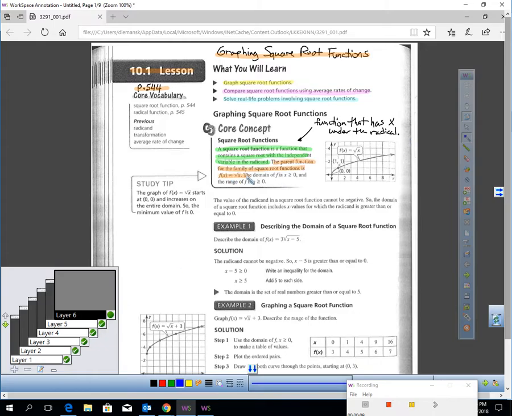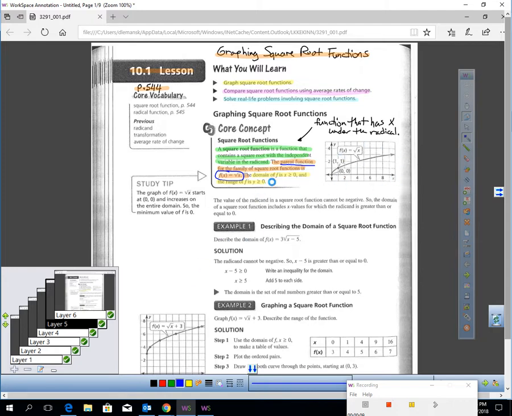The parent function for the family of square root functions is f of x equals square root x. Remember, the parent function is the most basic equation of that type. So f of x equals square root x would be the most basic square root function, so that's called the parent function. So I'll just underline that there. The domain of the parent function is x is greater than or equal to 0, and the range of the parent function is y greater than or equal to 0. And you can see that in the picture here.